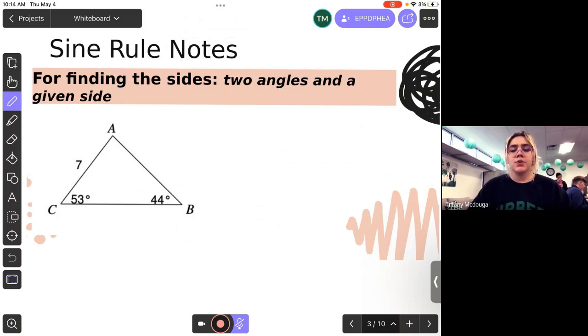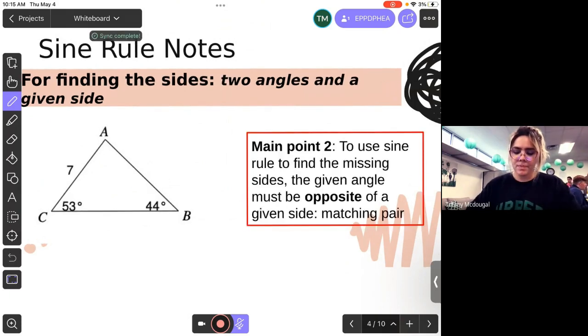So sine rule, also known as laws of sine, for finding a side, you are given two angles and one side. So don't forget to write this down, two angles and one side, just like in this opening problem here. So we can already see here, I have my two angles. Here's an angle, and then I have my side of 7. All right. Main point 2.